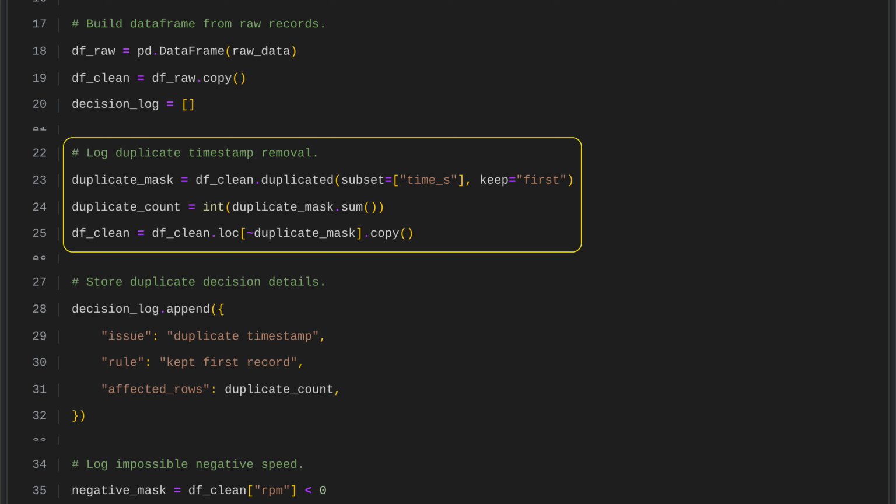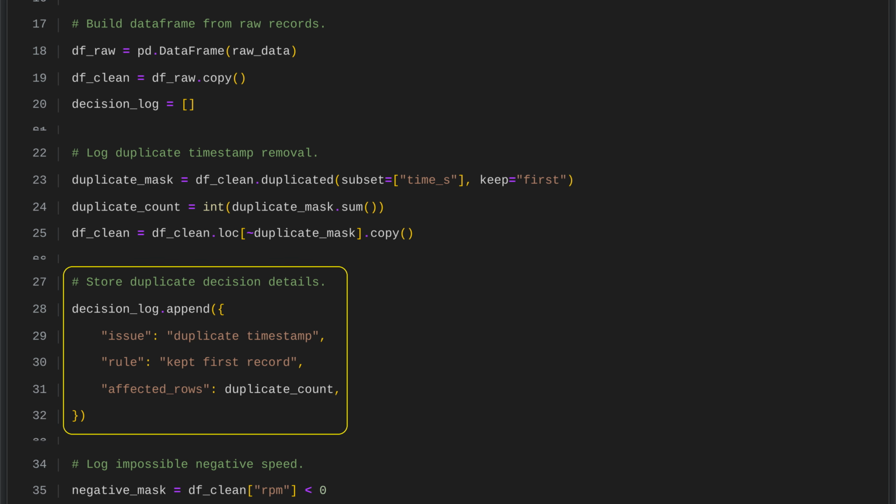We remove repeated timestamps from the clean data frame by marking duplicate values in the time column while keeping the first occurrence. The duplicate mask is summed to count how many repeats were found. The data frame is then filtered to keep only unique timestamps, and a copy is made to preserve the cleaned result. A new entry is added to the decision log to document how duplicate timestamps were handled. It records the issue, the rule of keeping the first duplicate record, and the number of affected rows based on the duplicate count.